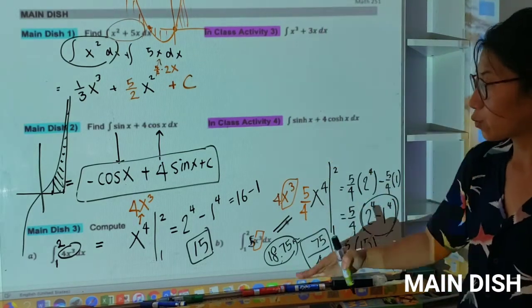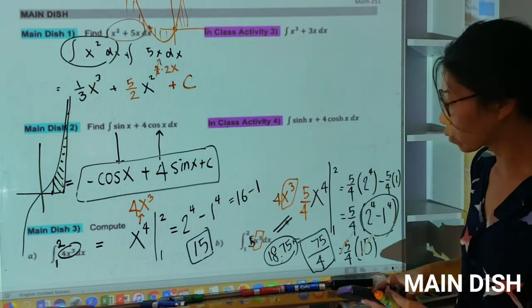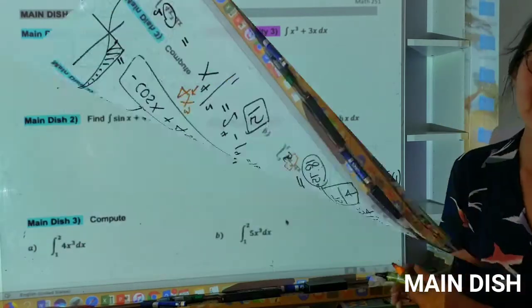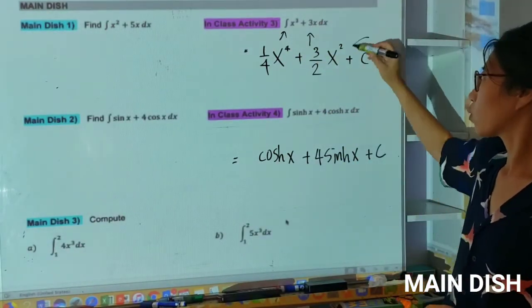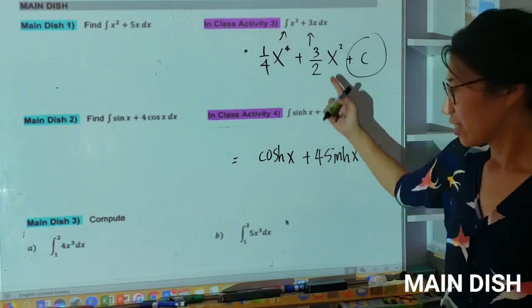So now there are 1, 2, 3, 4. I want you to try those 4 questions and then compare with me. Compare the answer with me, just straightforward. Always double check by taking the derivative and don't forget the constant. And let's look at the next answer.